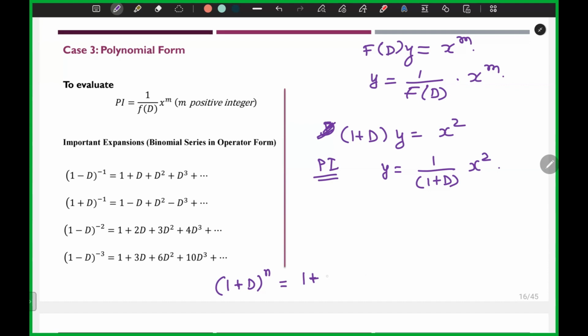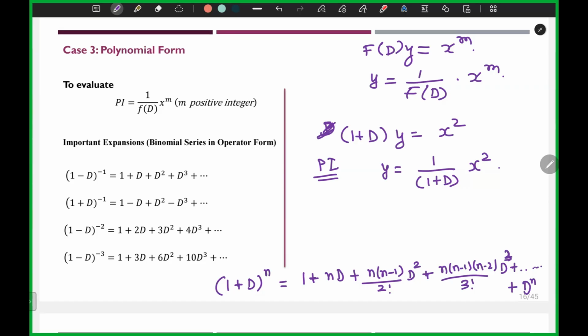It is 1 plus nD plus n into n minus 1 by 2 factorial into D square plus n into n minus 1 into n minus 2 by 3 factorial into D cube plus dot dot dot, and similarly D cube, and we go up to D to the power n, right? That is again D to the power n. Last term will be this.